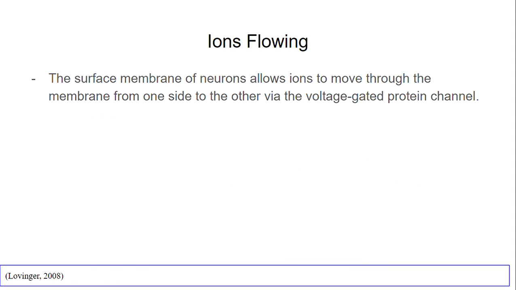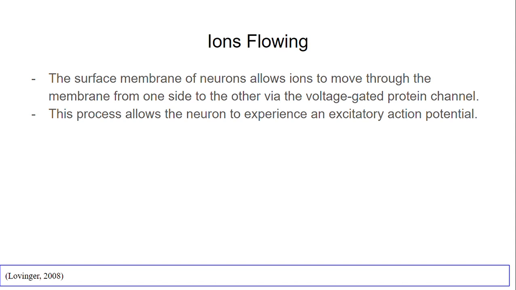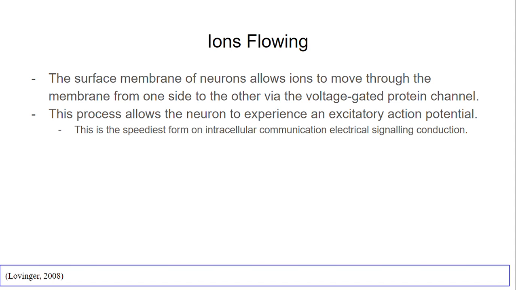The surface membrane that I just talked about allows ions to move through the membrane from one side to the other by that voltage-gated protein channel. This process allows the neuron to experience an excitatory action potential, which again triggers that neurotransmitter. This is the most expedient form of intracellular communication.